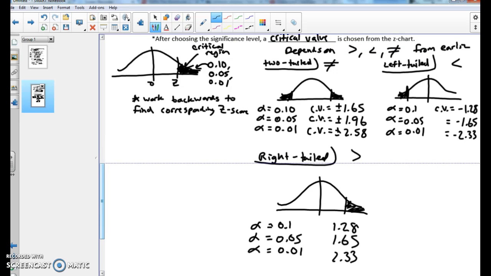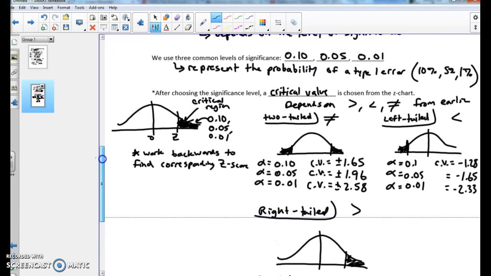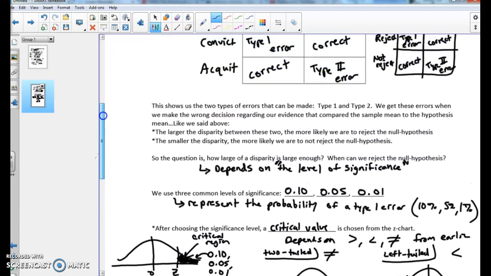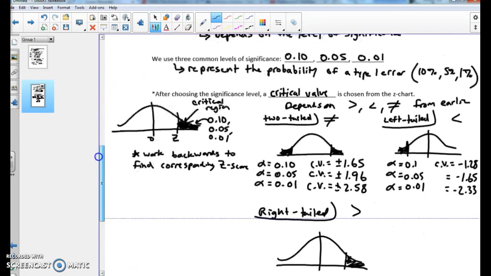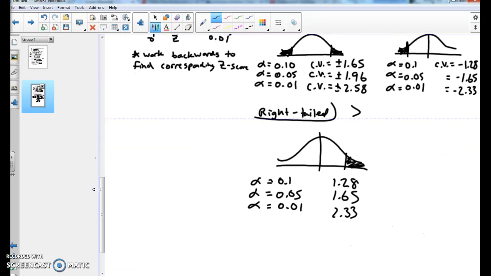Okay, so that's a big part of what we're doing here. You're finding the correct critical values, being able to work backwards and find the z-score using the alpha value that's given to you. That's going to be part of the assignment. Other parts of the assignment are just understanding this concept here, knowing what it means to reject, knowing what it means to not reject, and all that sort of stuff, okay? All right, good.